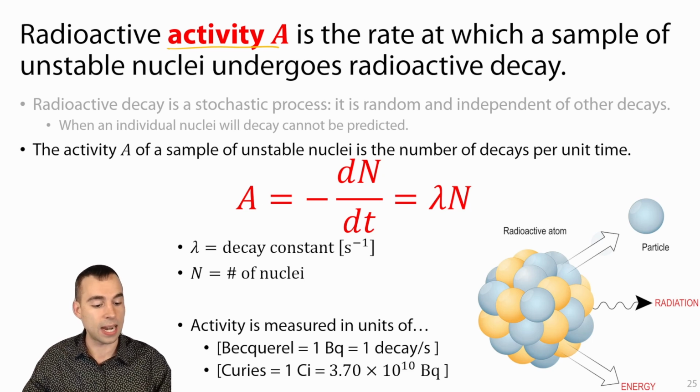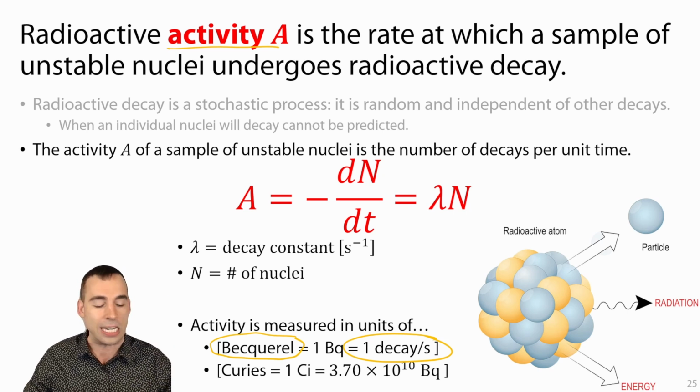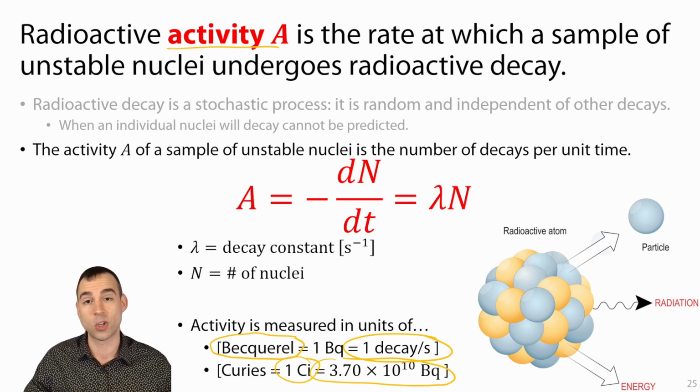And this activity can be measured in decays per second, which is given the unit of Becquerel, the scientist who was researching radioactivity at the time. But this also can be presented in units of Curies, which are Ci, and you can relate that to the number of becquerels or decays per second through this conversion at the bottom.